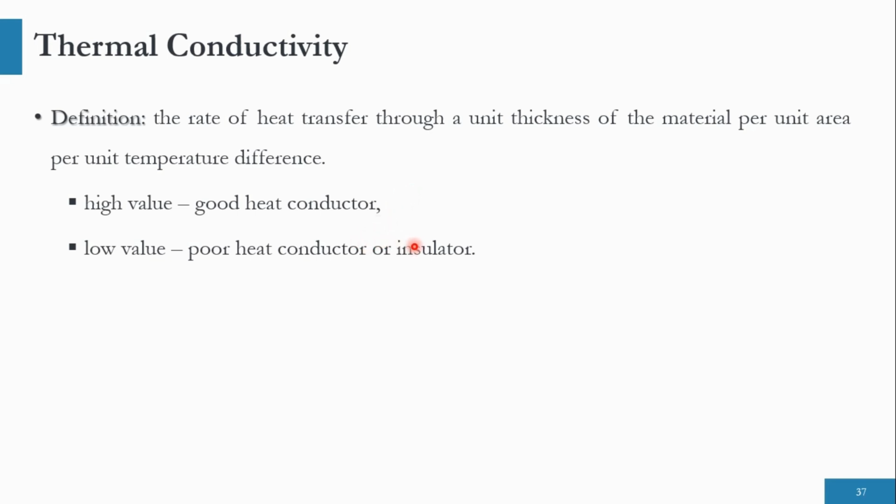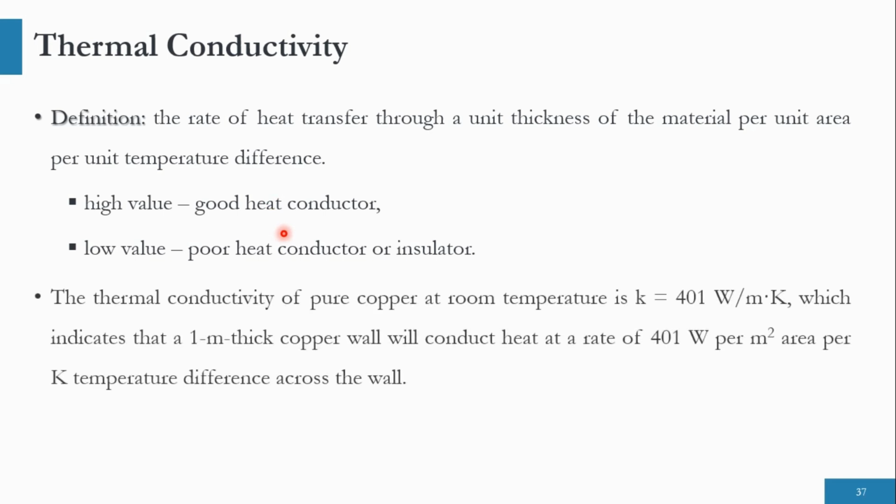As we have seen that iron has a higher value, so it is a good heat conductor, while water has a lower value, so it is comparatively a poor heat conductor. Let's say that the thermal conductivity of pure copper at room temperature is 401 watt per meter per Kelvin. That shows that 1 meter thick copper, this is the thickness of the copper material, will conduct heat at a rate of 401 watt per square meter area per Kelvin temperature difference across the wall.